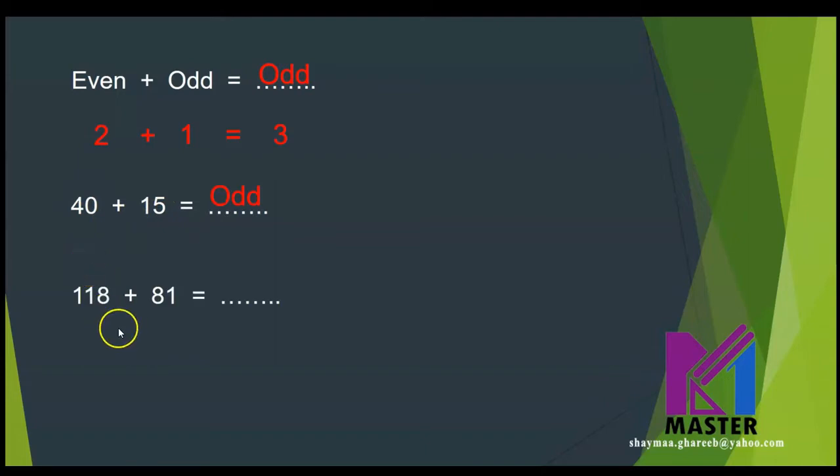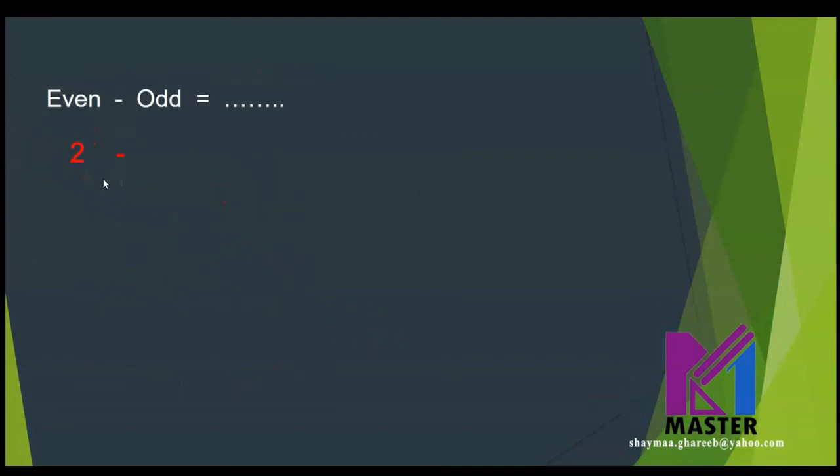Now let's try even plus odd. So let's assume 2 plus 1, which is 3, then the answer will be odd. Let's see examples. Even and odd. This number is even, this number is odd. So the answer will be odd. And again, we don't need to do the calculations to find out. You can just assume any even number 2 and any odd number 1. So whatever the two numbers are, the answer will be odd when you add an even number to an odd number.